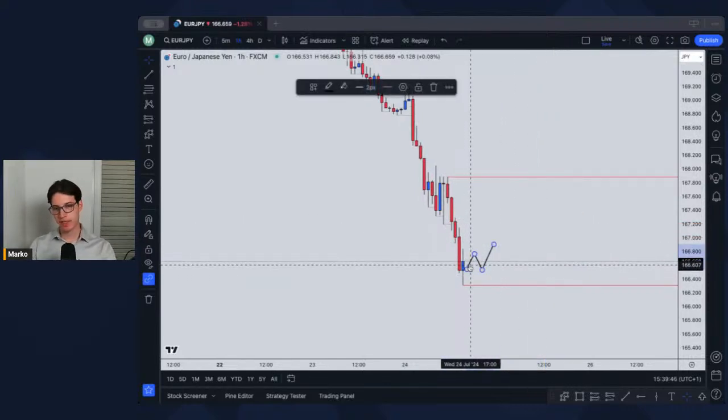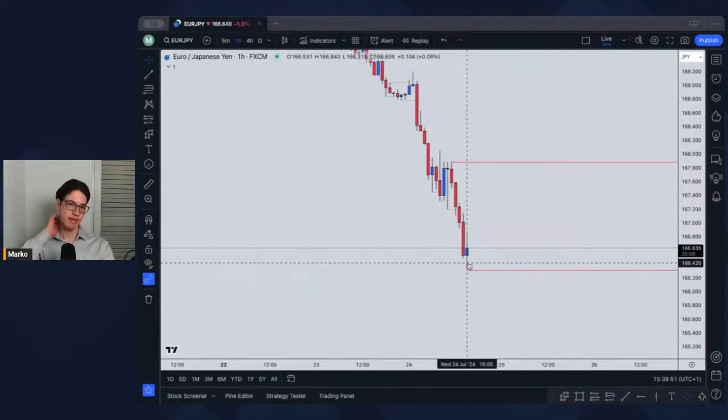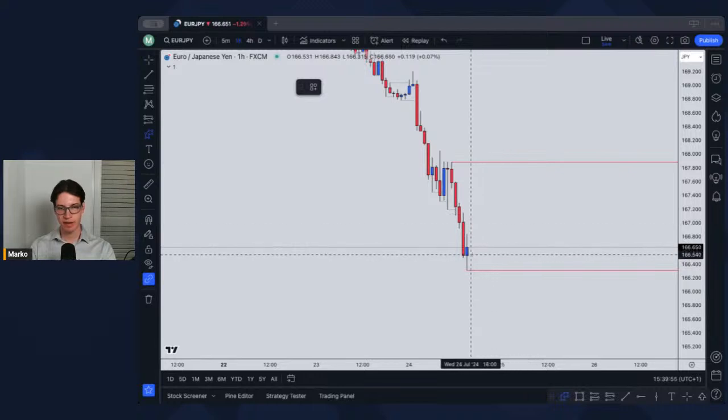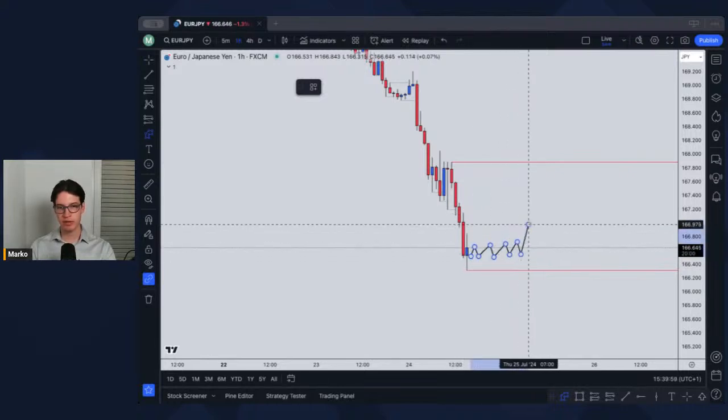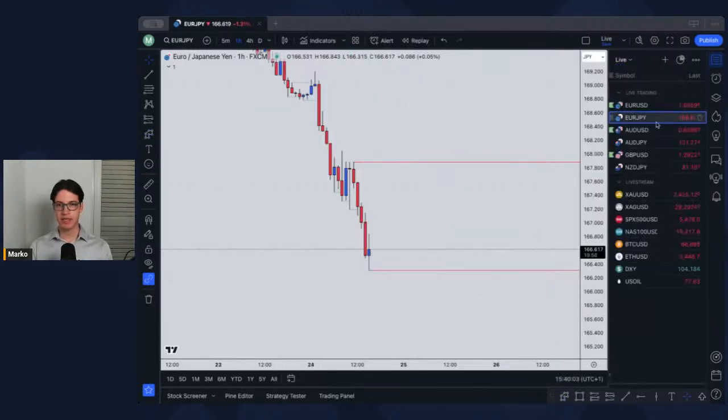I would prefer to see a bit of a range right here because of this wick. That large wick is a bit of a warning sign. I would prefer to see price range around like this and then form a flag. That would be perfect. But it is definitely on the watch list and on the radar.